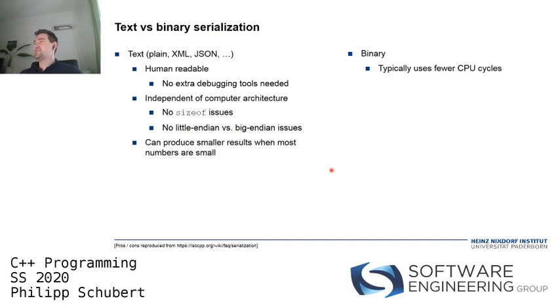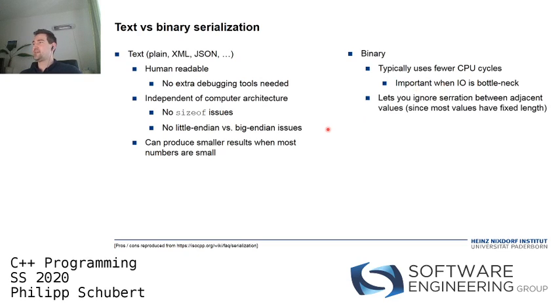Binary typically uses fewer CPU cycles because the machine doesn't have to do any conversions. So it's faster, more performant. That might be interesting when the input-output is the bottleneck of your application. It also lets you ignore the separation between adjacent elements or adjacent values, since most values have a fixed length.